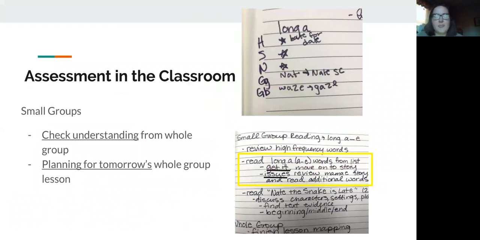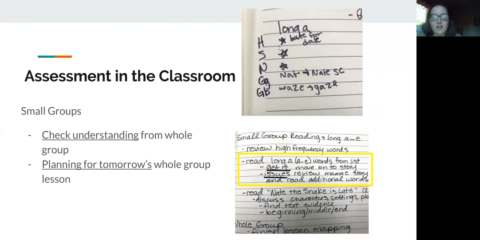And here, my lesson plans become handwritten, asking what do I need to do today after what happened yesterday? In this lesson plan, just real quick, we're going to read long A words. If they get it, great, we're going to move on to the story. If they have issues, we're going to review right away, and read additional words in practice. And up here, I have just a quick note on how I did this assessment.